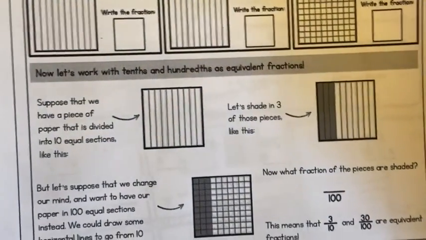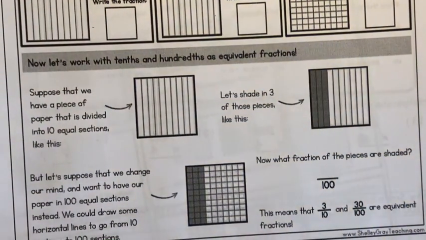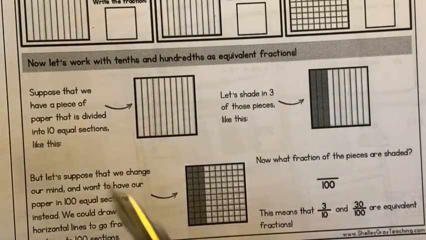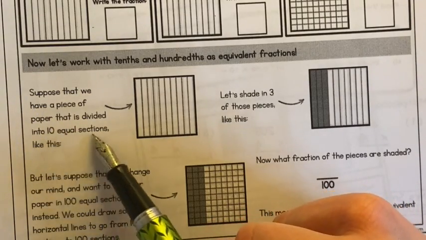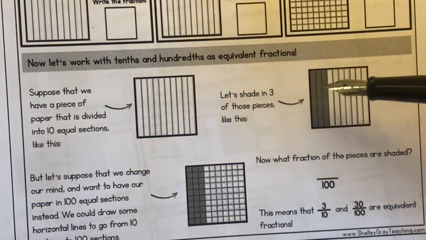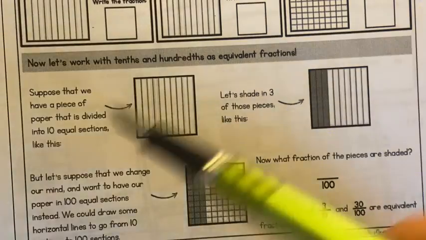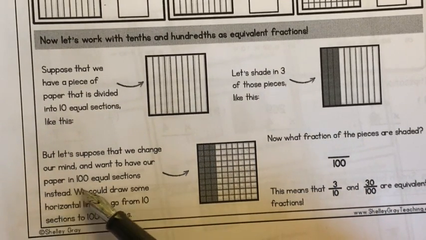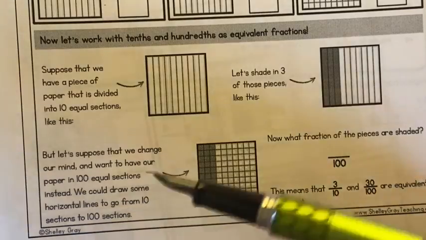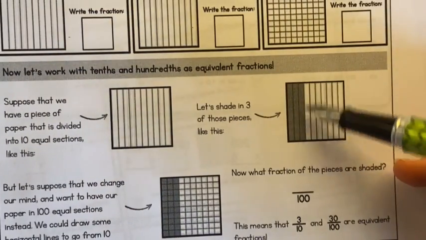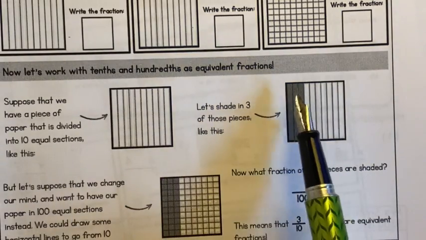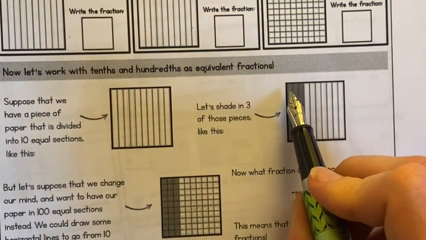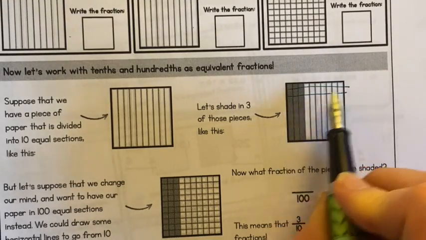Now I'm going to move on to this one. It says, now let's work with tenths and hundredths as equivalent fractions. So suppose that we have a piece of paper that's divided into 10 equal sections like this. Let's shade 3 of those pieces in, 1, 2, 3. But let's suppose that we change our mind and we want to have our paper in 100 equal sections instead. We could draw some horizontal lines to go from 10 sections to 100 sections. So do you see how all 3 were shaded in, and all they did was go across and make horizontal lines. And they did a better job than I did.